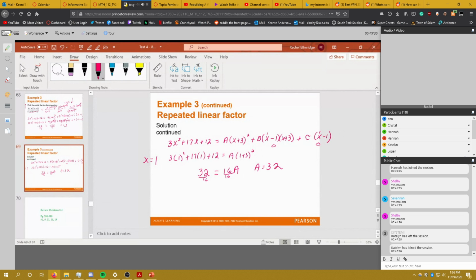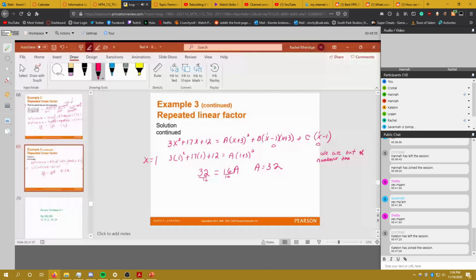Now, what happens now is I ran out of numbers that would eliminate one of the terms. So we are out of numbers. I'm going to write this out just so you'll have it.